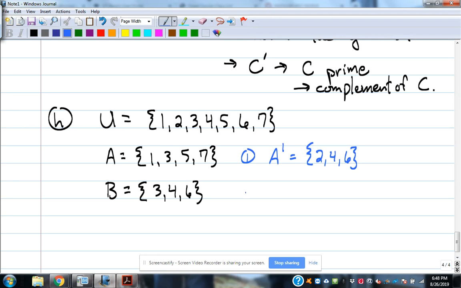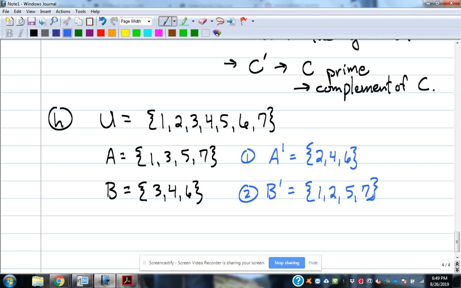Okay. If we talk about B prime or B complement, B has 3, 4, and 6 in it. So what are the numbers in the universal set that are not in B? 1, 2, 5, and 7. There we got the idea. 1, 2, 5, and 7 are the complement of that.